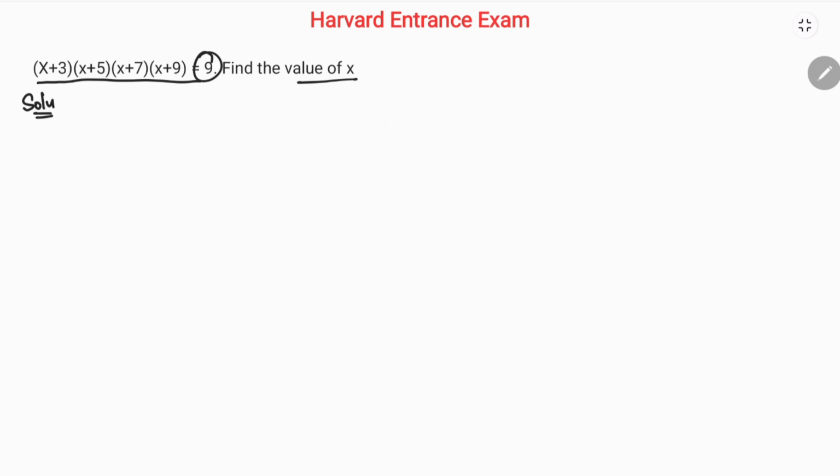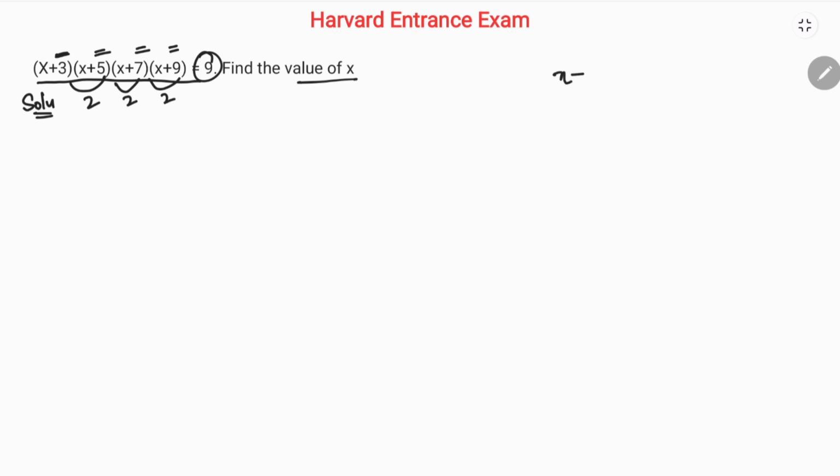Now, in order to solve this question, what we can do is we just have to find the pattern in the question. Now you see that we are given 3, 5, 7 and 9 which are equidistant to each other. 3 and 5, the difference is 2. 5 and 7, the difference is 2. 7 and 9, the difference is 2. So what we can do is we can take a midpoint.